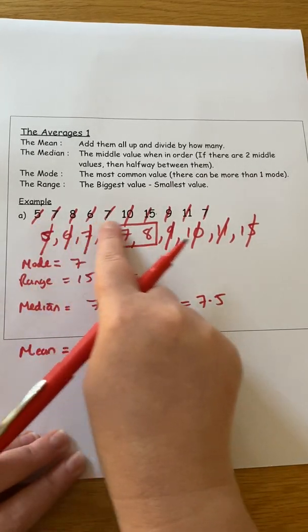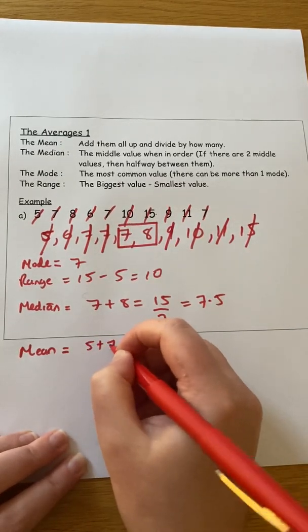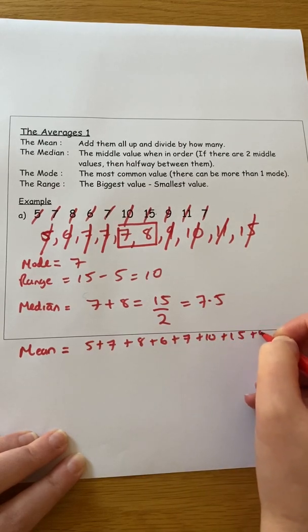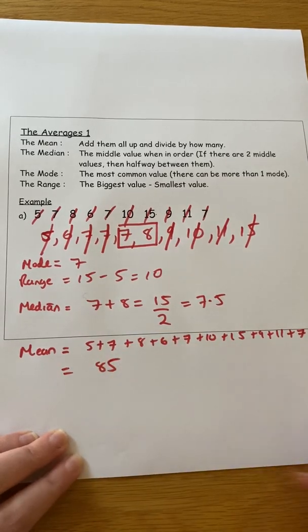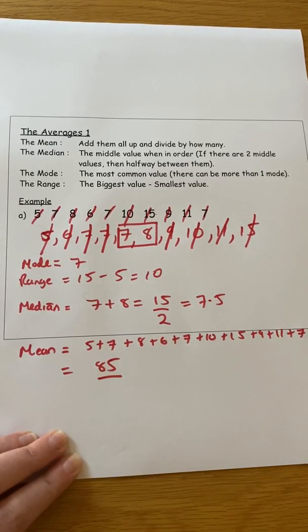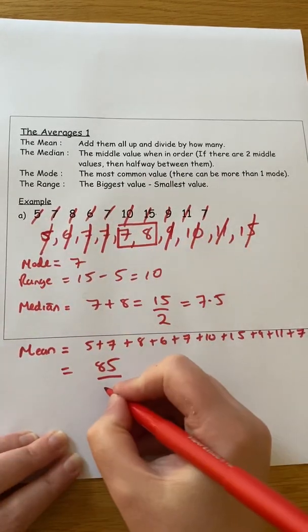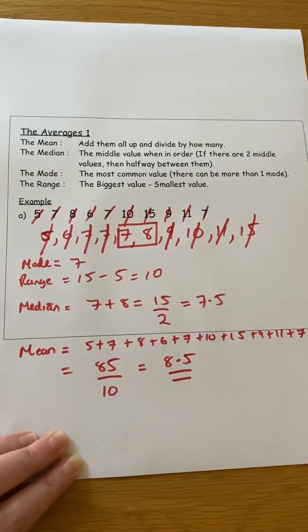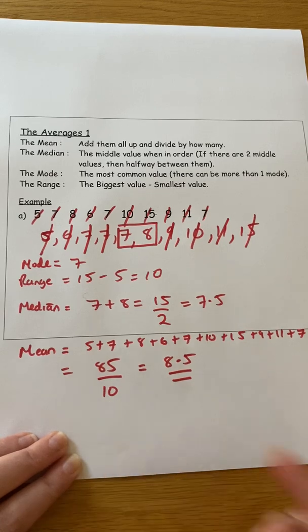So all of your numbers that are in that list, doesn't matter what order you put them in, you need to add them together. So 5 plus 7 plus 8 plus 6 plus 7 plus 10 plus 15 plus 9 plus 11 plus 7. If you do that, it comes to 85. You then have to divide by how many numbers you have in your list. Now we have 10 numbers. Check back in the question, there are also 10 numbers. So your mean is going to be 8.5. Adding them all up and then dividing by how many numbers you actually have in your question.